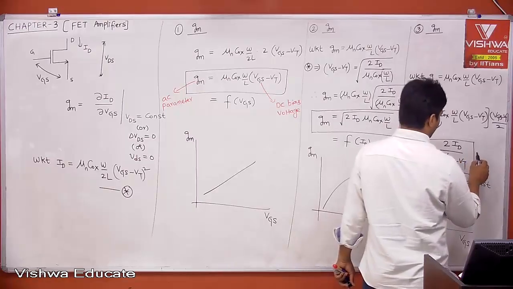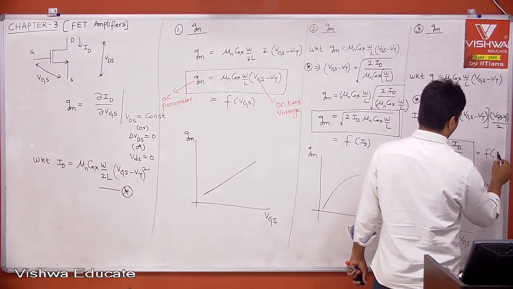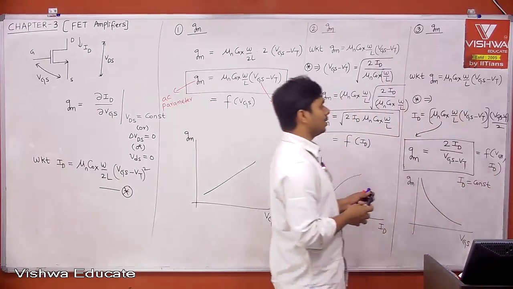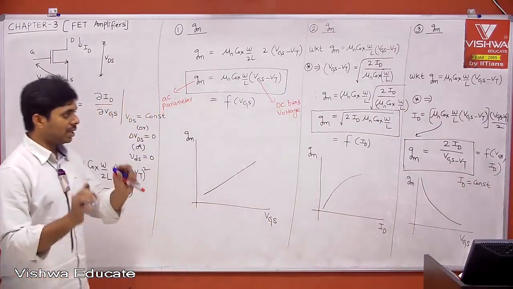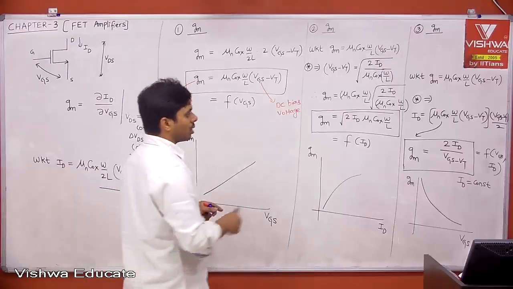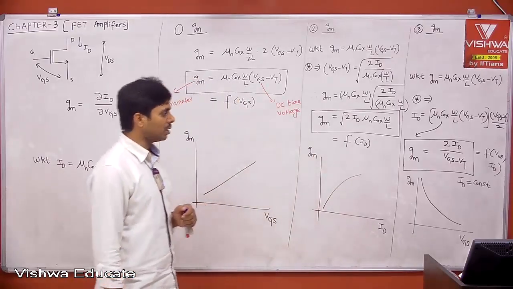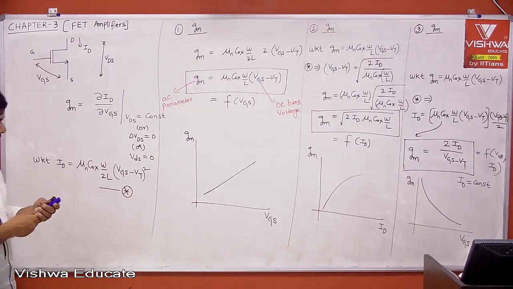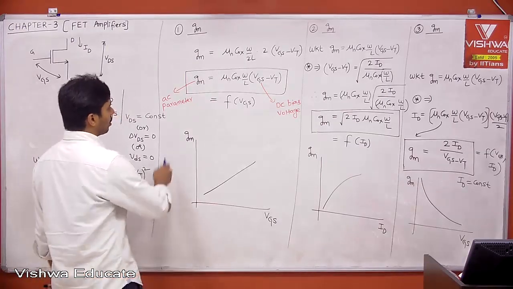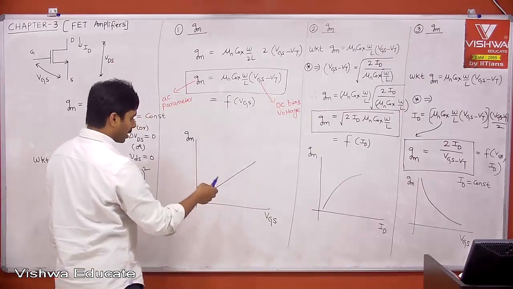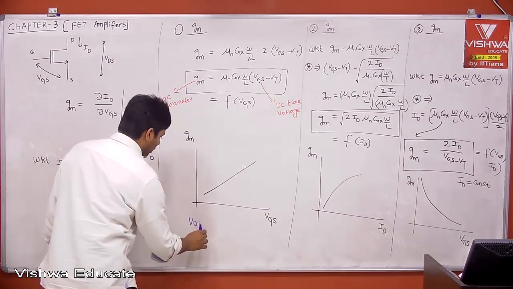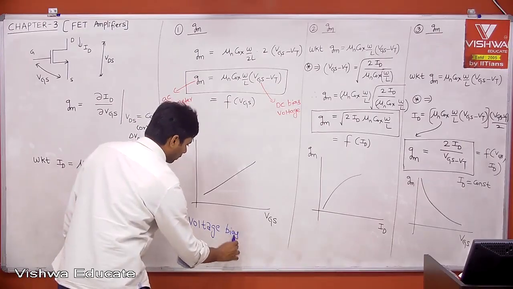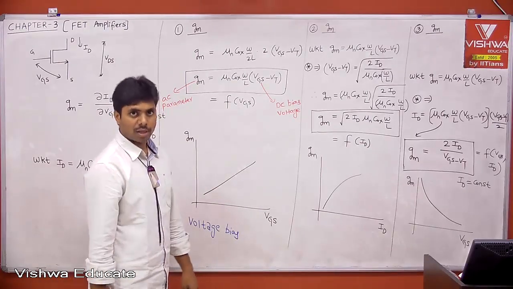Here it is a function of both VGS and ID. Therefore, when ID is constant, let us say, this is what GM looks like with respect to VGS. People call this GM as only a function of VGS. If you write like that, this is voltage bias. We are biasing with input voltage.